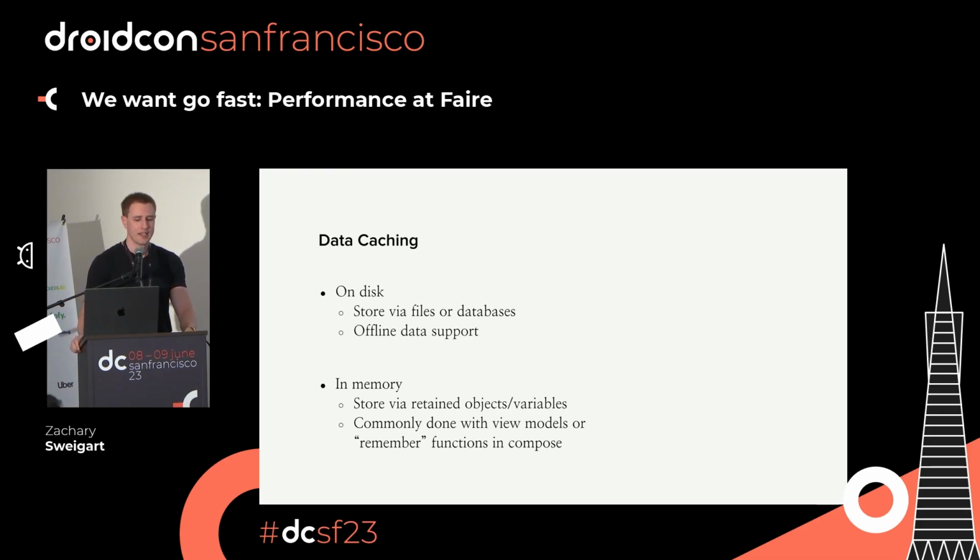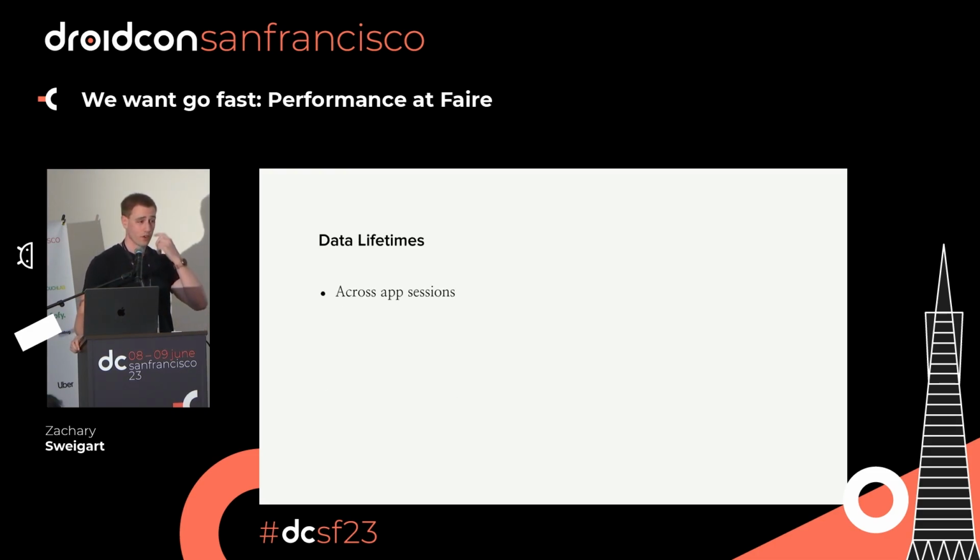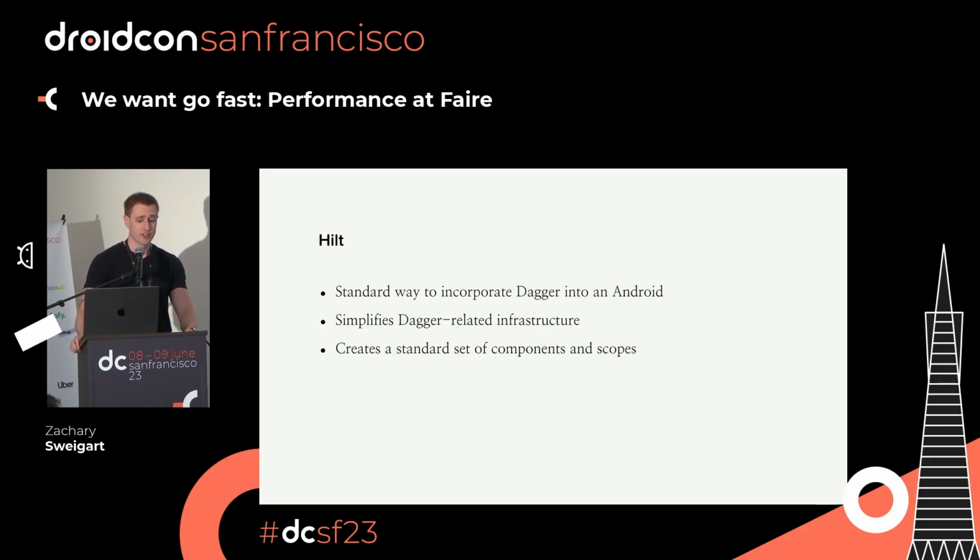lifetime. And so when it comes to data that you're caching, you really have to think about what is the lifetime? How long is this valid for? Is it for across app sessions, for an entire app session, an activity, fragment, view model, view? Is it within the scope of a function? And so when we think about data lifetimes, let's take a quick little detour to our dependency injection system.